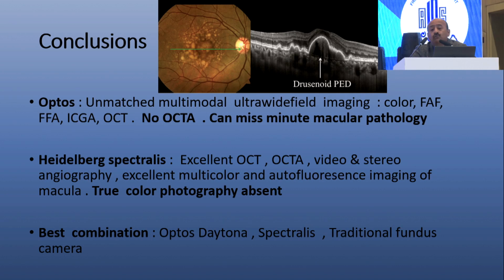If you combine the Optos Daytona for color imaging and autofluorescence, Spectralis for wonderful OCT and angiographic images, and the traditional fundus camera for good color fundus photography, it makes a complete multimodal imaging system for your clinic, because you're not relying only on one machine. If one machine breaks down, you have something to rely on. If you put all eggs in one basket and one machine breaks down, then you can have problems.